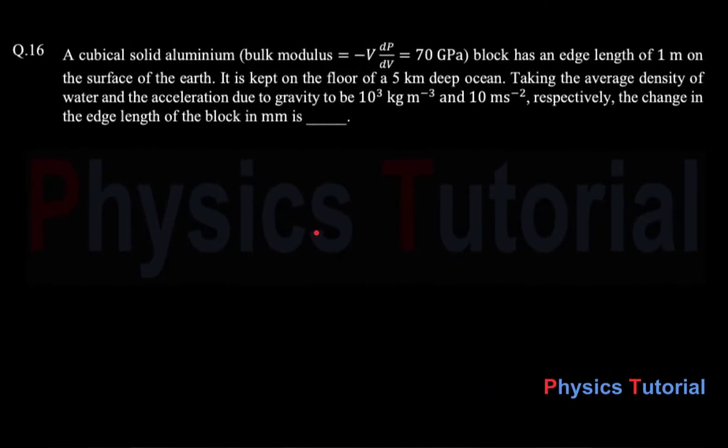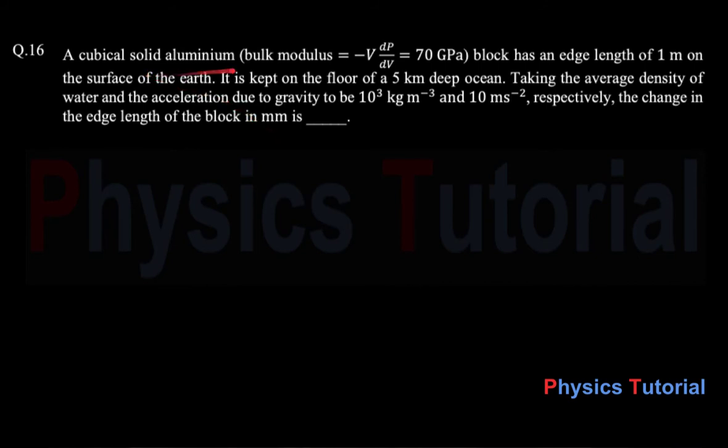Now just another question, question number 16. A cubical solid block, whose bulk modulus B is minus V dP by dV, is 70 gigapascal, and the block has an edge of length 1 meter on the surface of the earth. It is kept on the floor of a 5 kilometer deep ocean. Taking the average density of the water and the acceleration due to gravity as 10 power 3 and 10 meter per second square respectively, the change in the edge length of the block in millimeter is asked.